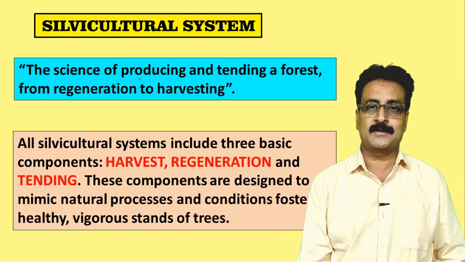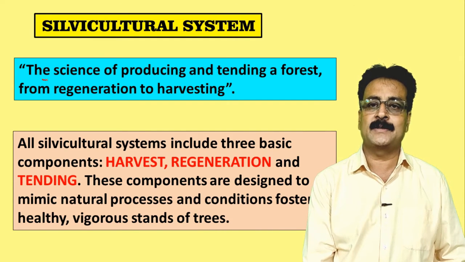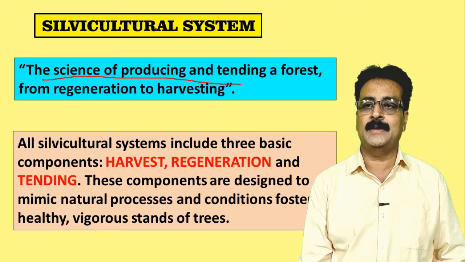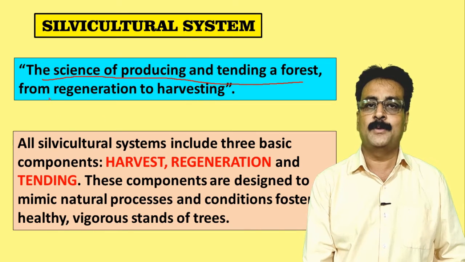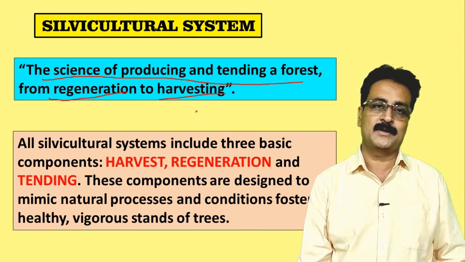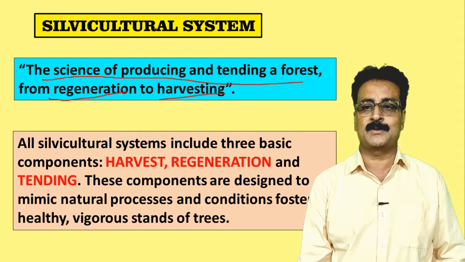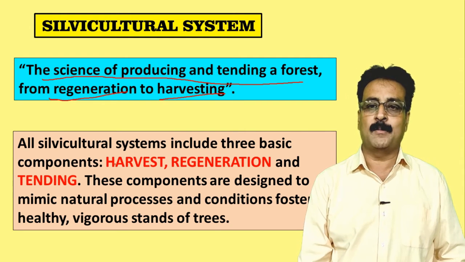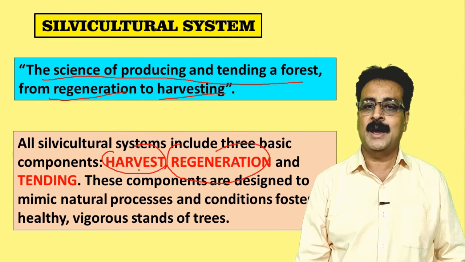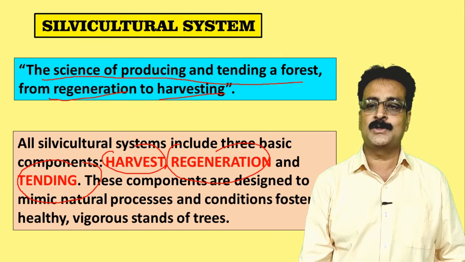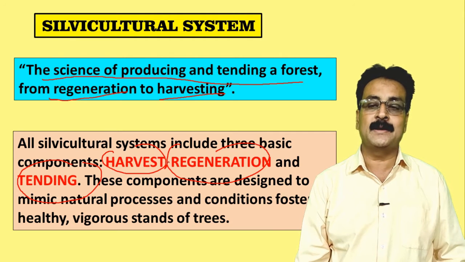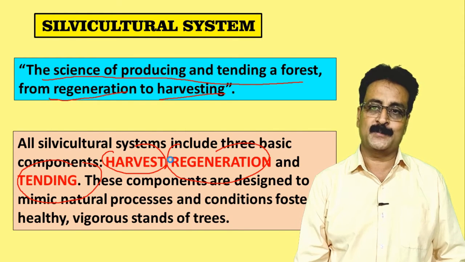Silviculture system is already defined as the science of producing and tending a forest from regeneration to harvest. All silviculture systems include three basic components: harvest, regeneration, and tending. These components are designed to mimic natural processes and condition forests into a healthy, vigorous stand of trees.